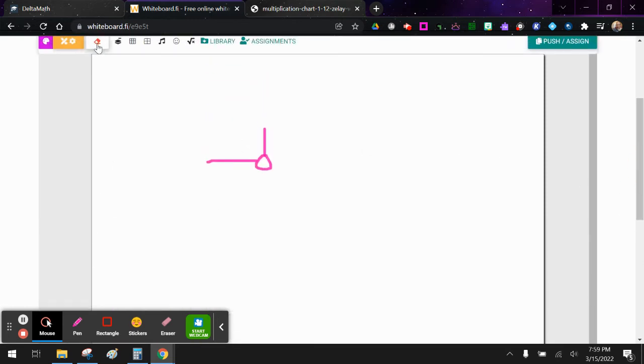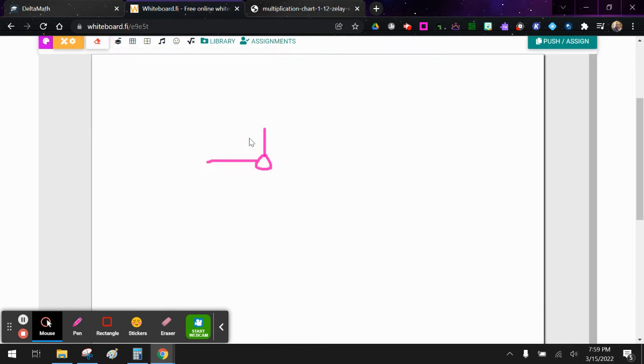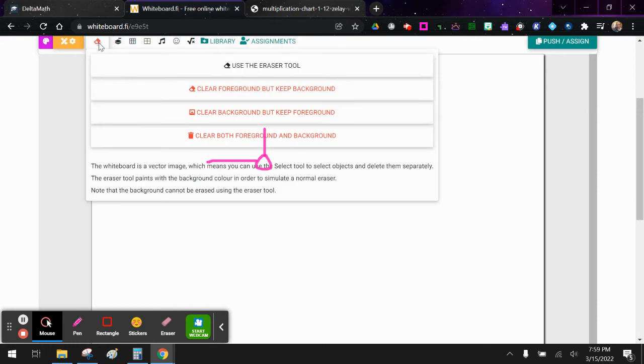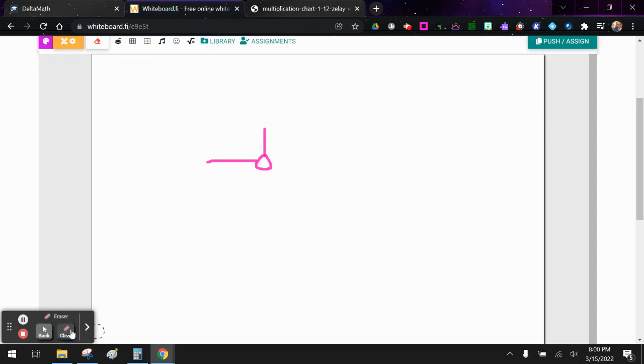Oh, look, let's get rid of that. Let's see. I'll just use the eraser tool. Oh, that's not my eraser. Hold on, let's go to that one. Sorry. Let's go to clear page.